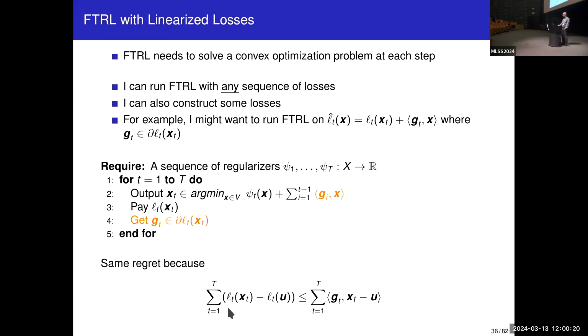But remember that this difference here, each one of them, is always upper bounded by these linear terms, by the definition of subgradients. This is exactly true because the g_t are subgradients. So this inequality is always true. Now, what is this thing? This is the regret with respect to the linear losses, where the linear losses are g_t x_t. So this is the loss of the algorithm, and g_t inner product u is the loss of the competitor. So this is the regret of the linear losses, and this is exactly the losses that you're using in FTRL.